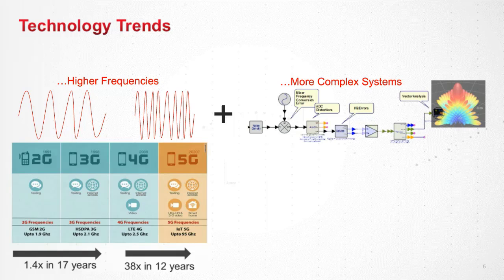If you look at the different generations of mobile technology, the frequencies increased pretty modestly. As we went from 2G to 3G to 4G, we got about a 1.4x increase in 17 years. But when we go from 4G to 5G standards, there's about a 12-year gap between the rollout of 4G and, some might argue, the rollout of 5G. For that, frequencies are increasing by 38x in 12 years. That's a huge increase in frequency.